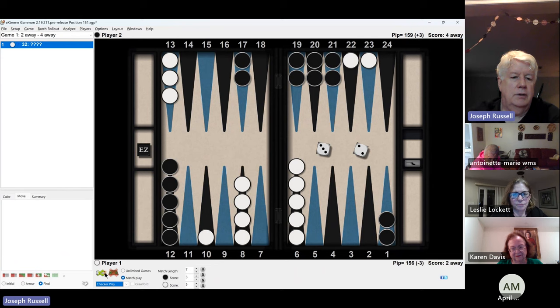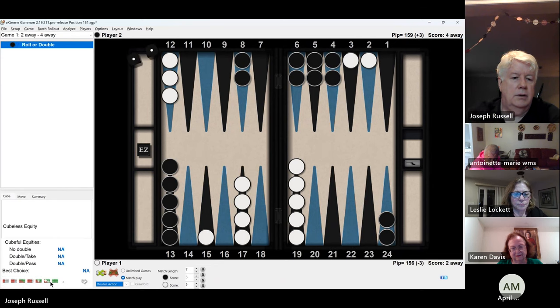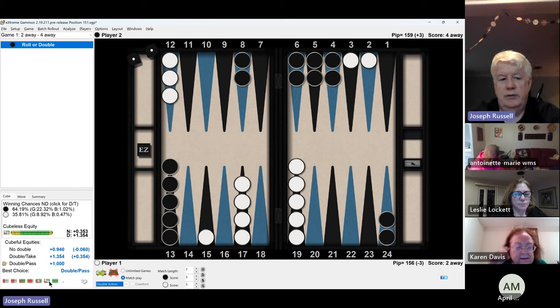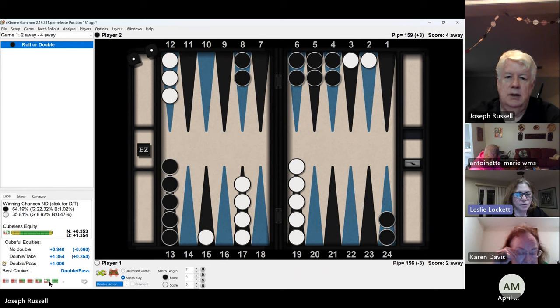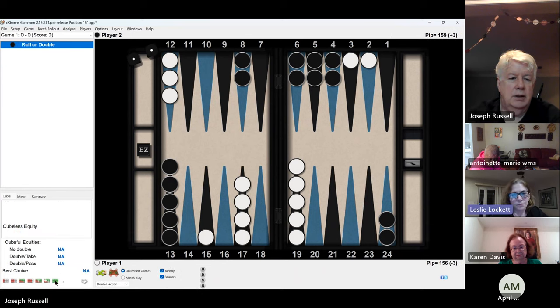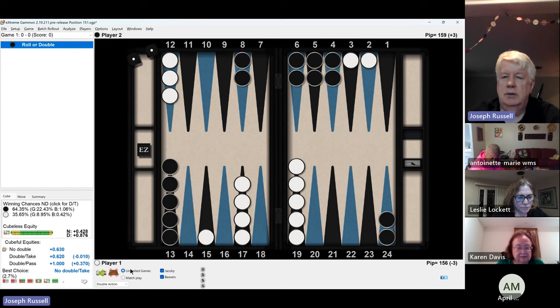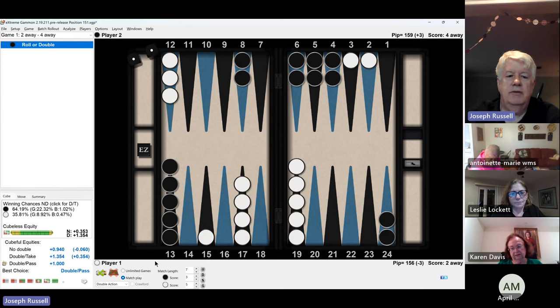Now Black's on roll. And look at this. A 354 error to take. Well, you have nothing going for yourself. But let's look at this at money. For money, it's not even a double. Isn't that funny? For money, it's a mistake to double. And at this particular match score, it's a 354 error to take. And that's massive.